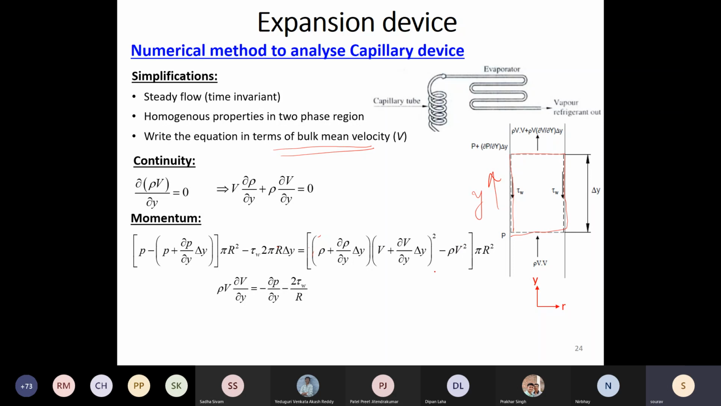I'm sure such expressions you would have seen in your fluid mechanics. Here you assume that the density is rho, velocity is v. Here you assume density is rho plus d rho by dy into delta y, and velocities would be equal to v plus dou v by dou y into delta y, like that. Very similar expressions you will get, and then you apply your momentum balance. So what is the inlet momentum? What is the outlet momentum of the fluid?